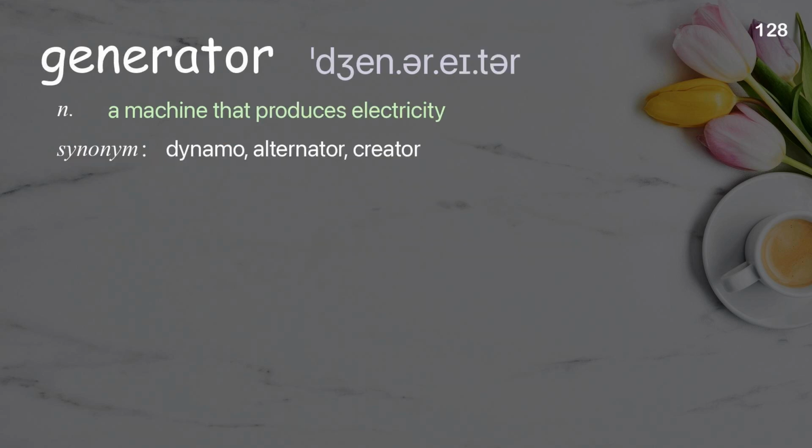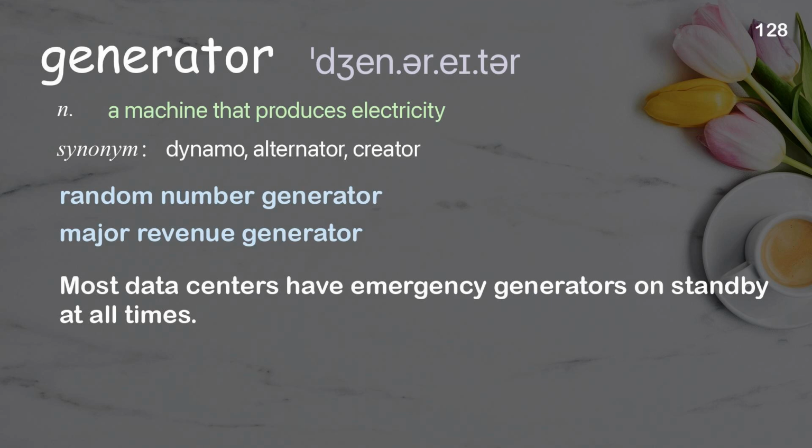Generator. A machine that produces electricity. Examples: Random number generator. Major revenue generator. Most data centers have emergency generators on standby at all times.